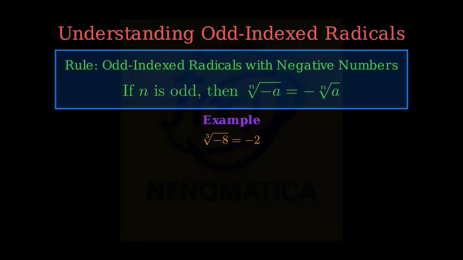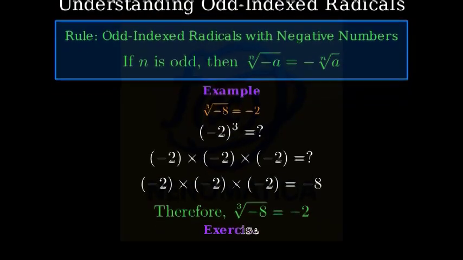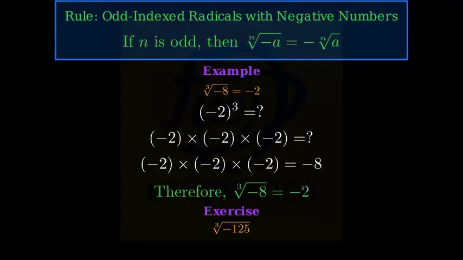Let's verify this result. We know that -2 cubed equals -8. That is, -2 times -2 times -2 equals -8. This confirms our solution. Now, let's practice with a few exercises. Our first exercise is to find the value of the cube root of -125. Let's solve this step by step.